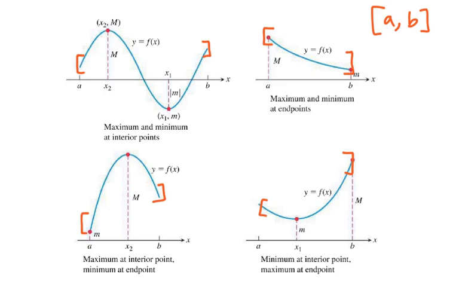You'll notice that each one of these has a max, capital M, and an absolute min, little m. Whether or not in this first picture they're both at interior points, or in my second picture they're both at an endpoint. Okay, so we have a maximum and minimum occurring either at an endpoint or at an interior point, as long as the function is continuous on a closed interval.